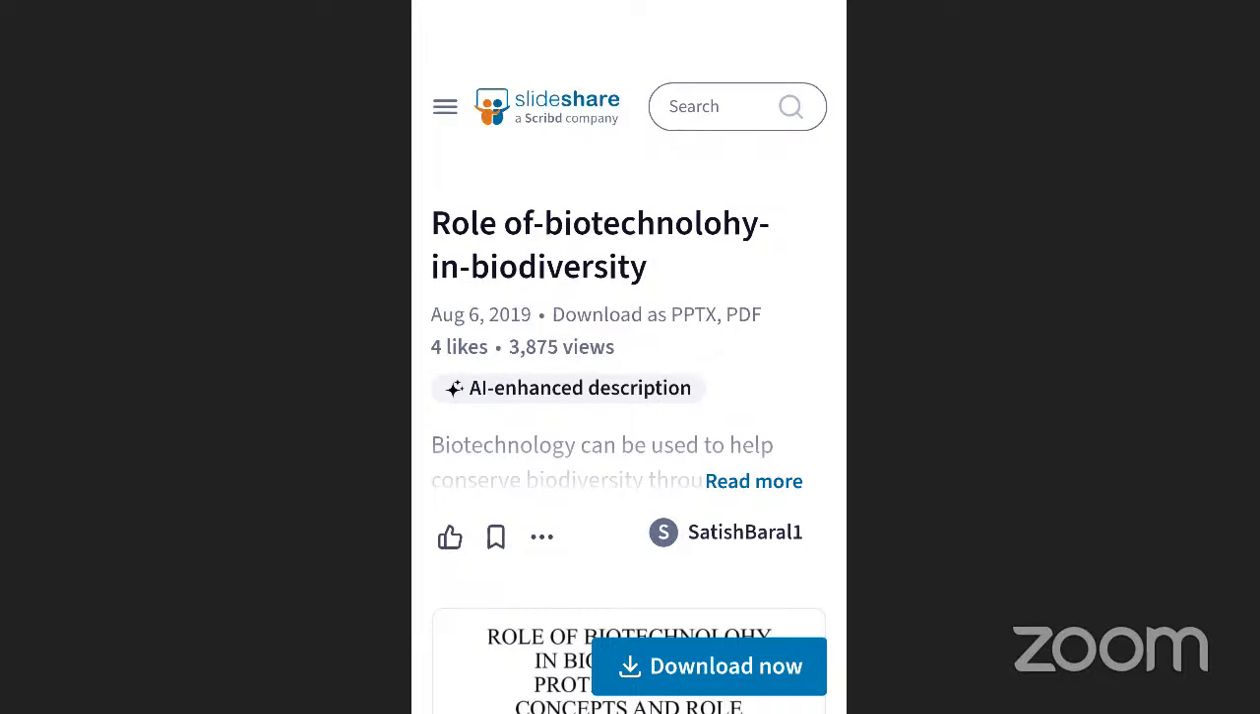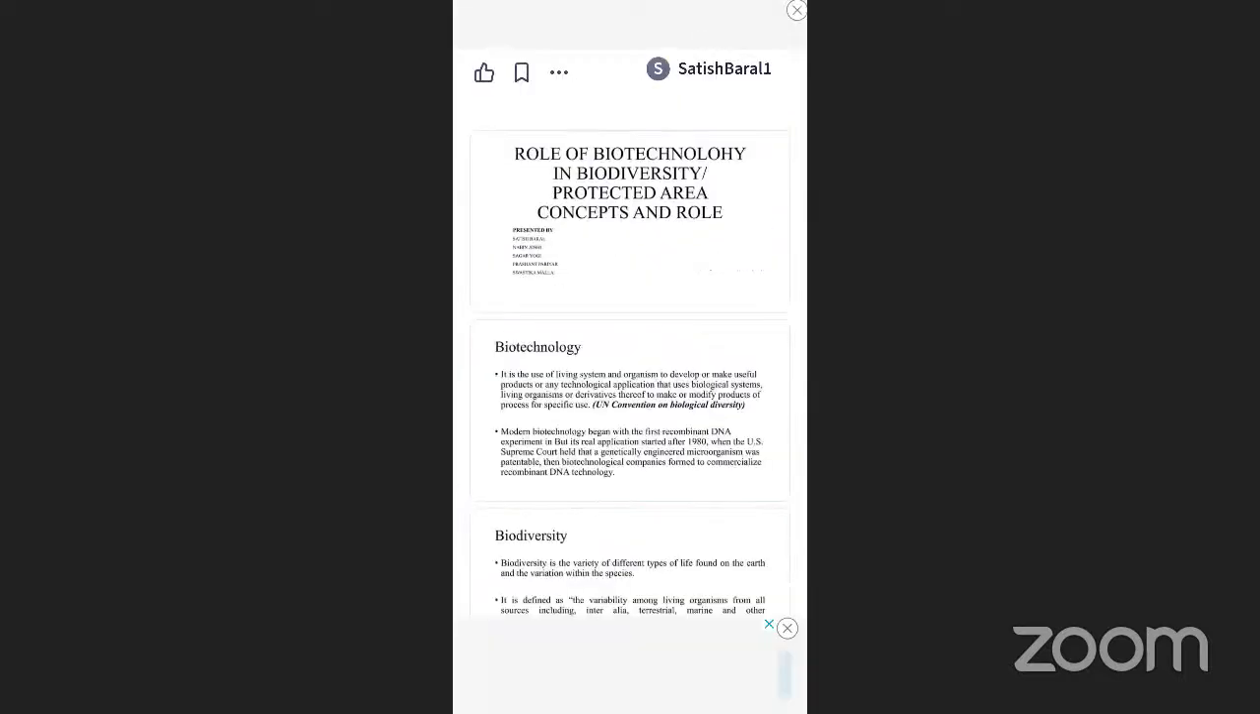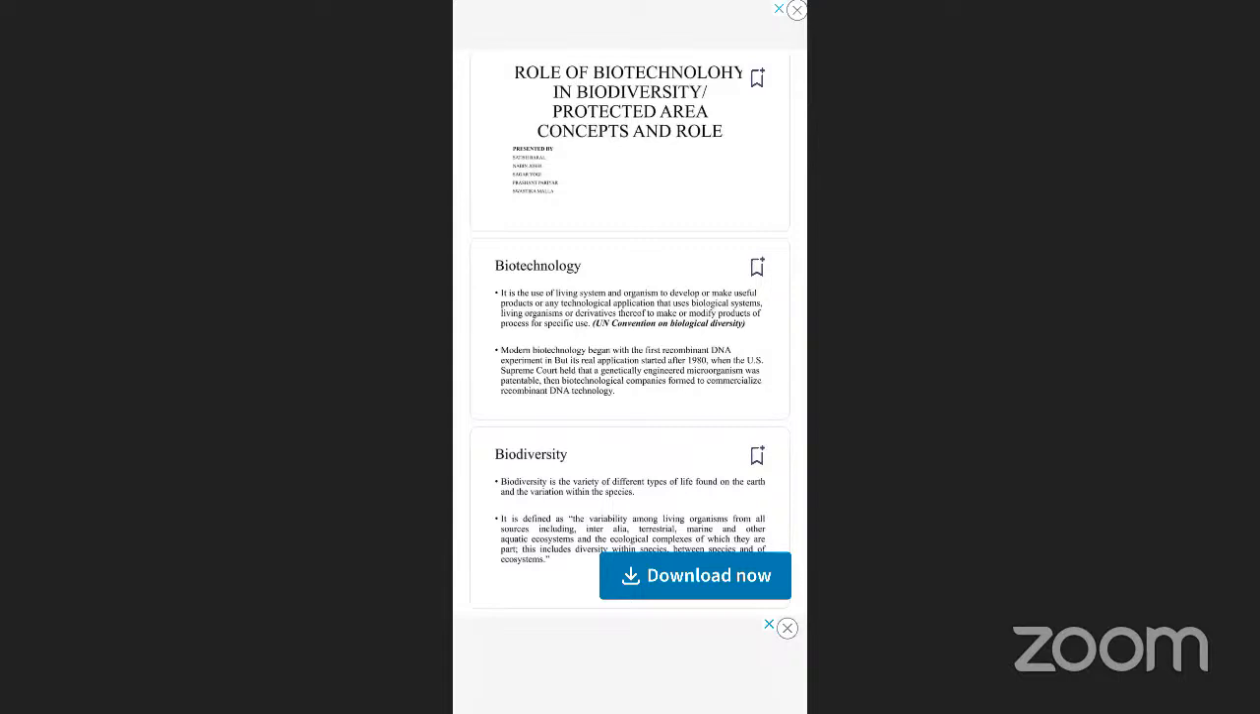Next is the role of biotechnology in biodiversity. What are the roles of biotechnology in biodiversity? Biotechnology is the use of living systems and organisms to develop or make useful products, or any biotechnological application. It uses biological systems, living organisms, and their derivatives.